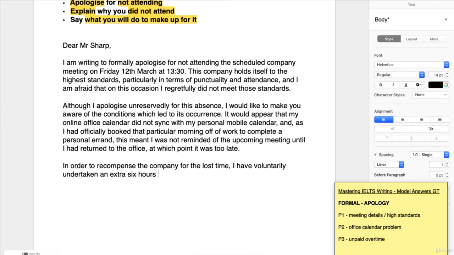We should write that in letters here because it's anything under 12. You should really write in letters. Extra 6 hours of, and we want to be very clear here, unpaid, just like we've mentioned in the plan. So we haven't asked for pay and we've chosen to do it of our own accord. Overtime this week. So lots of nice topic related vocabulary related to the business, recompense, company, undertaken, unpaid overtime, lots and lots going on there, all formal.